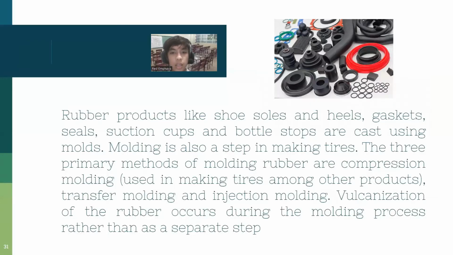Rubber products like shoe soles and heels, gaskets, seals, suction cups, and bottle stops are cast using molds. Molding is also a step in making tires. The three primary methods of molding rubber are compression molding, used in making tires among other products, transfer molding, and injection molding. Vulcanization of rubber occurs during the molding process rather than as a separate step.